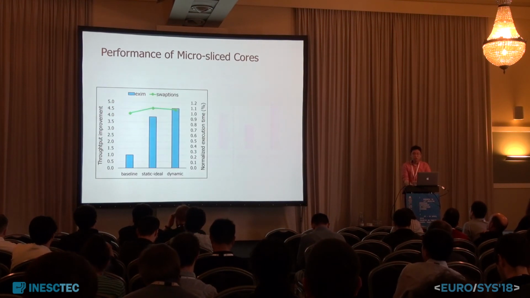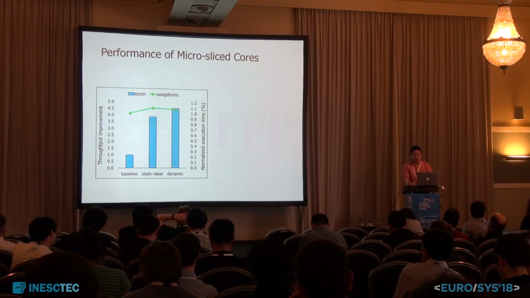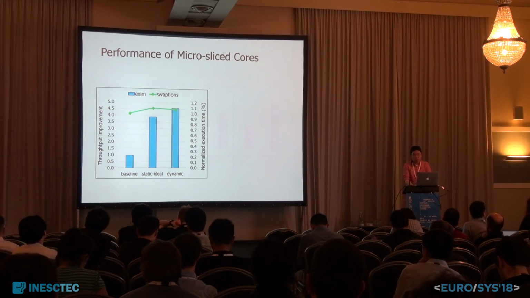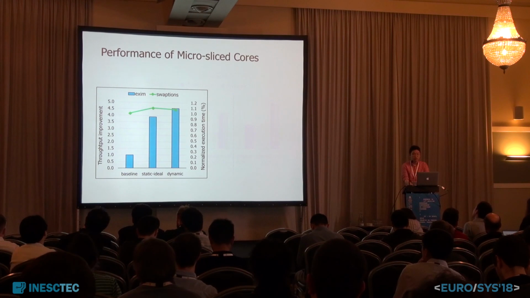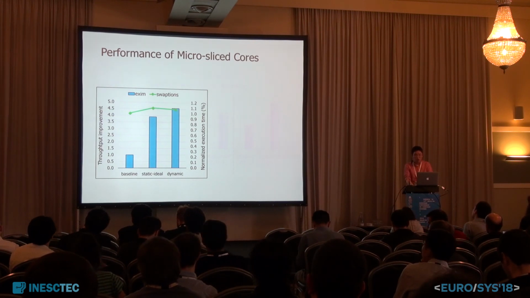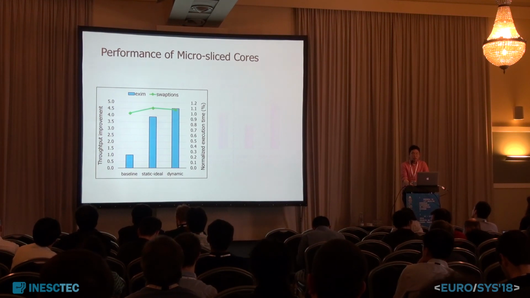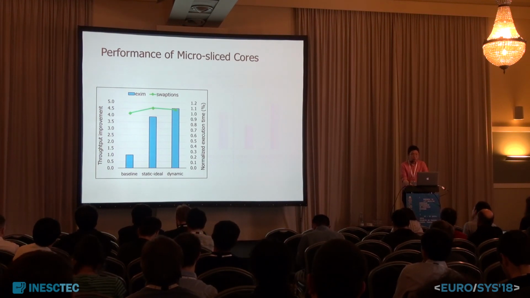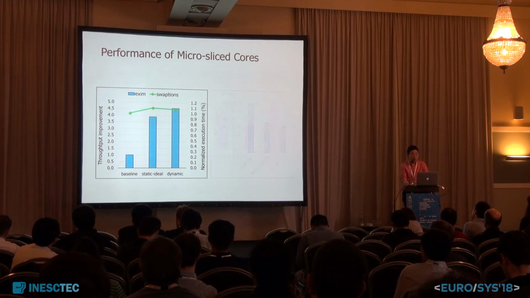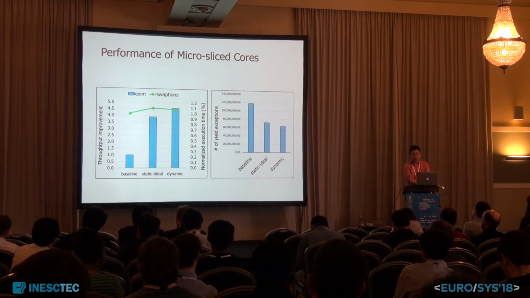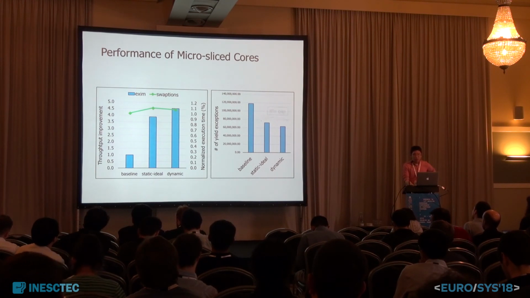This graph shows the throughput improvement of the Exim benchmark on the y-axis, and the x-axis shows our static and dynamic configurations. In this graph, we see our schemes show better performance than the baseline while minimizing the slowdown of co-runners. Especially, the dynamic scheme outperformed the static one. To understand the benefit, we measured how many yield exceptions can be reduced by our schemes. In the dynamic configuration, we see that the yields are further decreased by 8%.